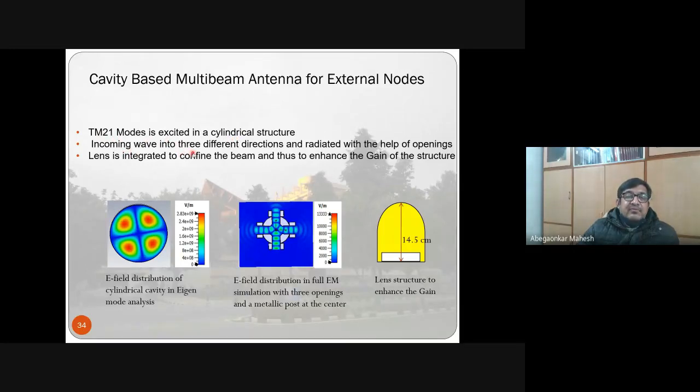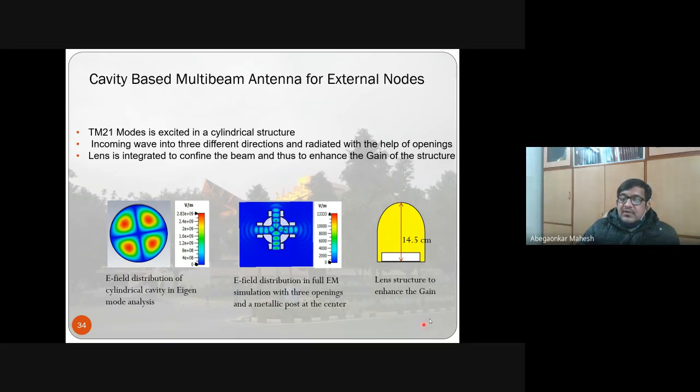The lens is further integrated. So this lens that we saw earlier is to confine the beam and thus enhance the gain of the antenna. So this is the electric field distribution of the cylindrical cavity in eigenmode analysis. So we have one as the input. Let's say the signal is coming from below, it goes to left, it goes to right, and it goes to front left. So it is divided. And this is your lens structure that is used to increase the gain of the antenna.